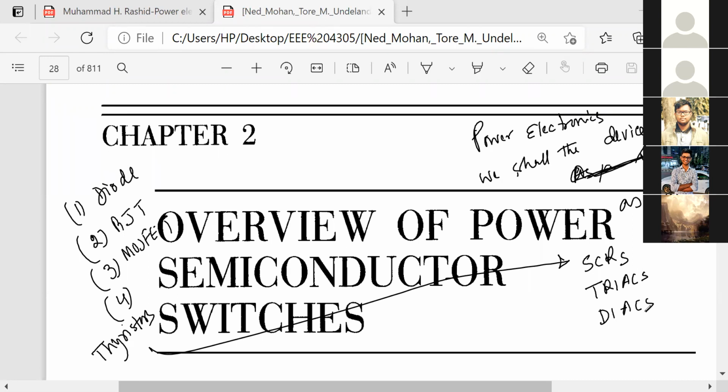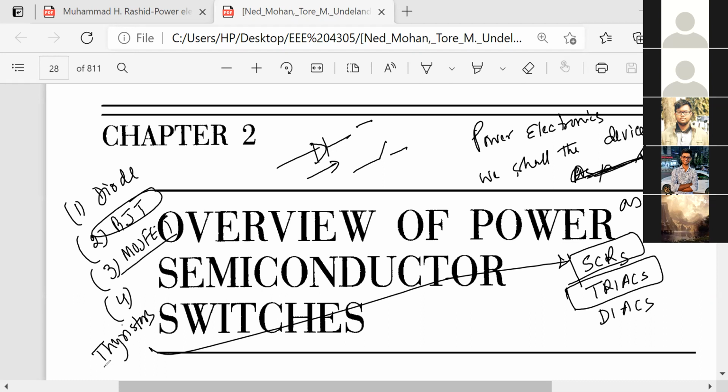Yes, actually, particularly with SCRs or TRIACs, you can control the flow of current. Like a diode, you don't have control: when it is forward biased, the current will go, and when it is reverse biased, it will be open. But with a BJT, MOSFET or thyristors, you can control the flow of current. When you want to turn it on, it turns on, and you can turn it off. You can control the switching by applying a control signal.